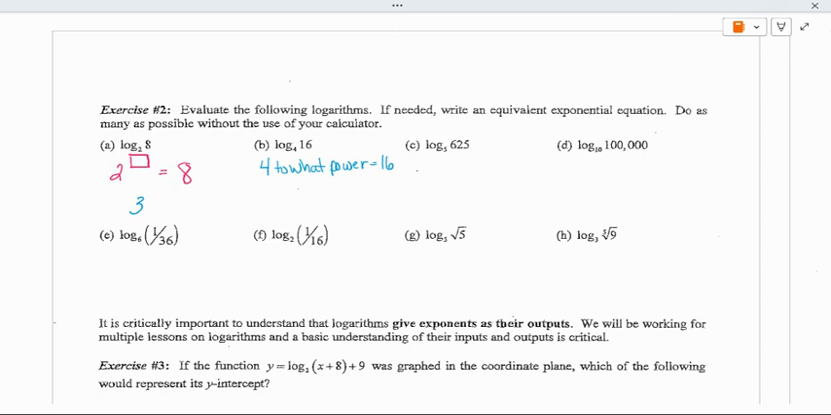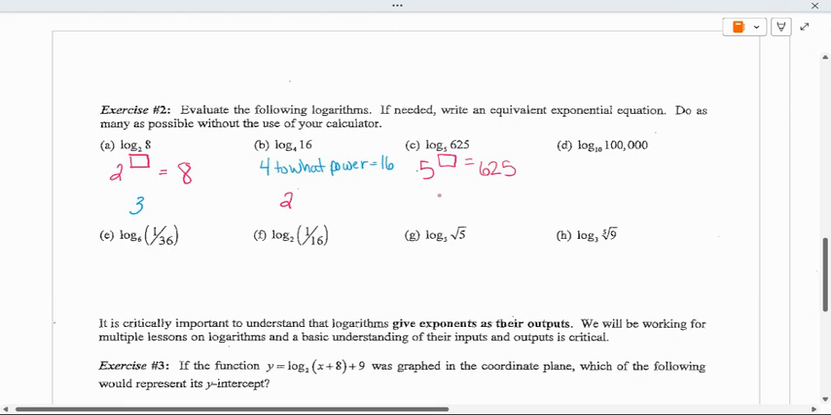So what power is that? 4 to what power? 4 to the second power, yeah. 5 to what power is 625? To the fourth. 10 to what power equals 100,000?